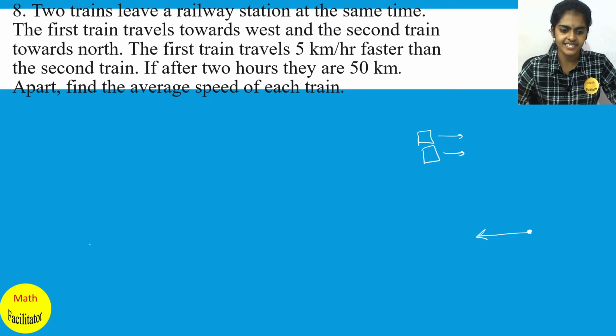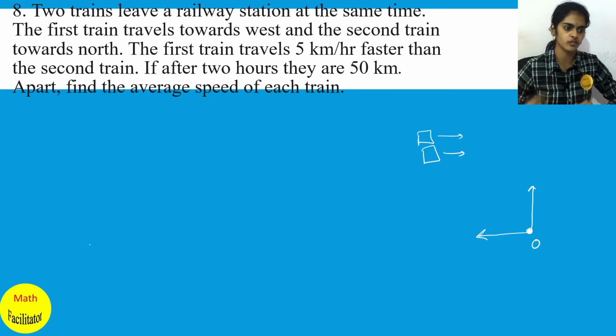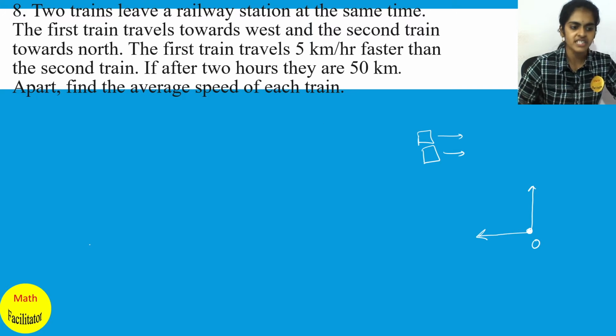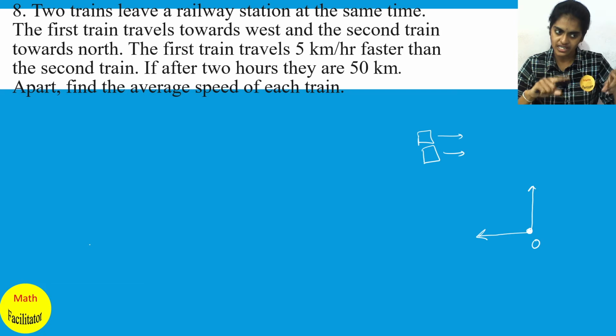And the second train is traveling towards the north. So two trains are starting from this point, say this point is O. The first train is traveling towards the west and the second train is traveling towards the north. Now, the first train travels 5 kilometers faster than the second train. So there is a relationship of speed given between the two trains.